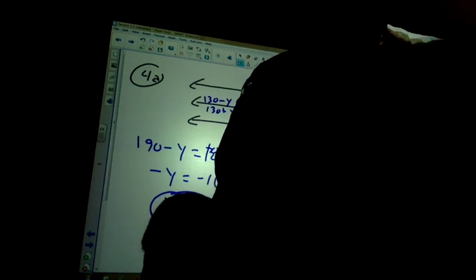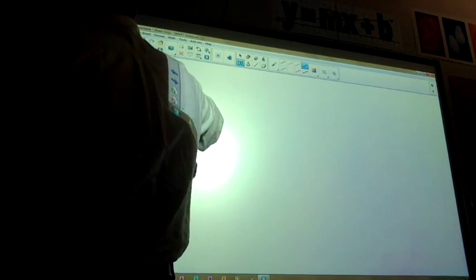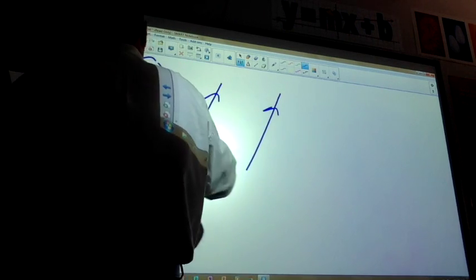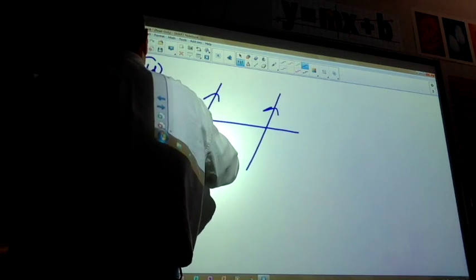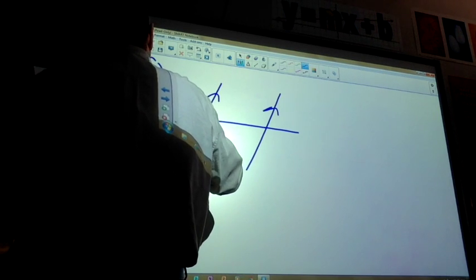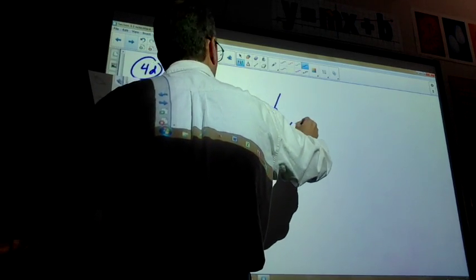4D. Okay. 4D. These are parallel. Transversal. x plus 10, y plus 10, 8x minus 2, 6y plus 2.